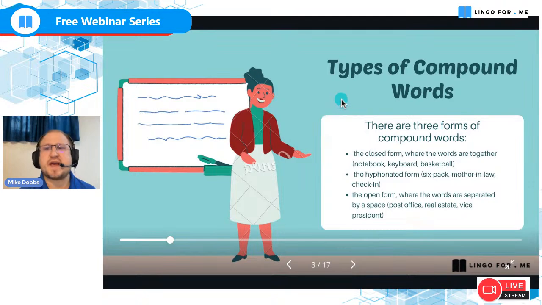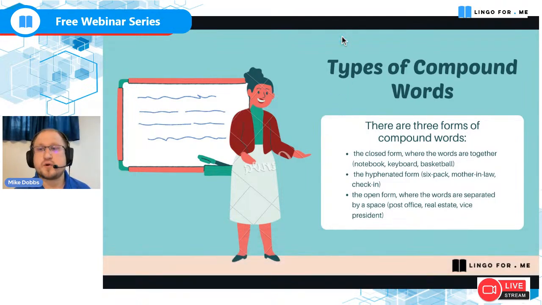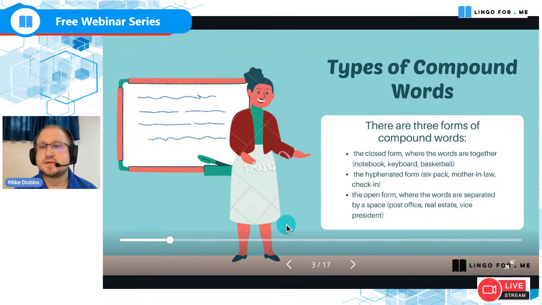The second type is a hyphenated form compound word, such as a six-pack, like a six-pack of Coca-Cola, or mother-in-law, which is the mother of someone's spouse, or the word check-in. And that means to check in and let them know that you have arrived. So if you check into a hotel reservation, or you can check in to an airport for your flight.